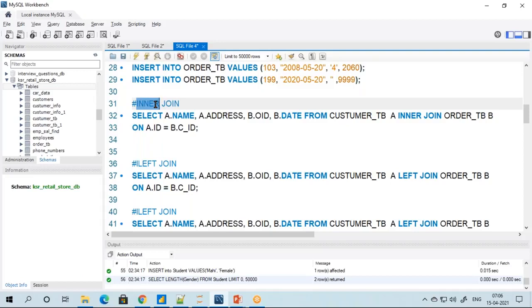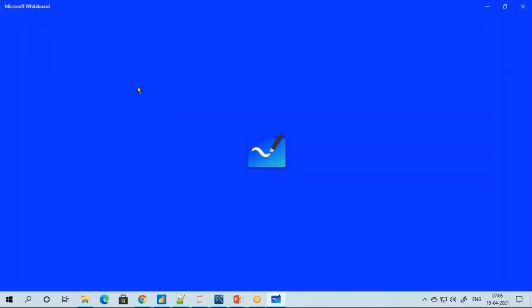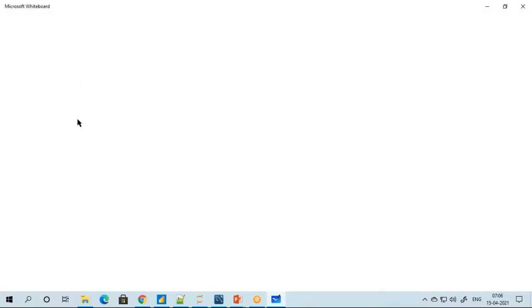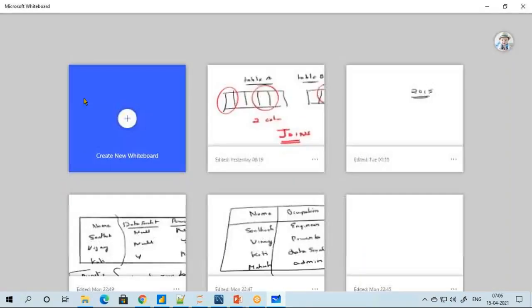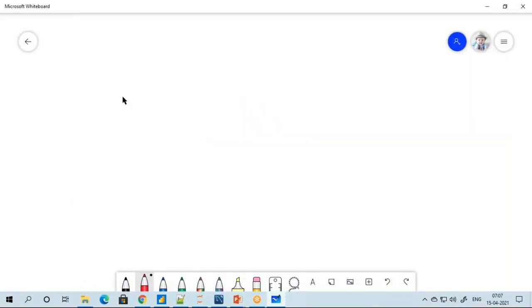Okay, a very simple example. Whatever I'm going to ask is an interview question, so try to answer these questions. Now what I will do, let us say this was my table A, and this was my table B.